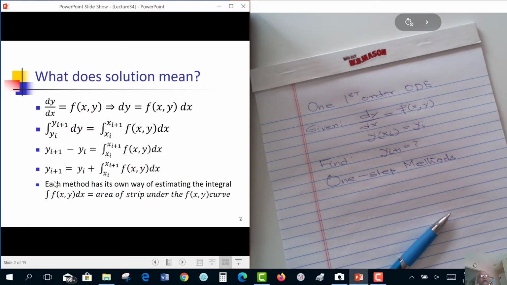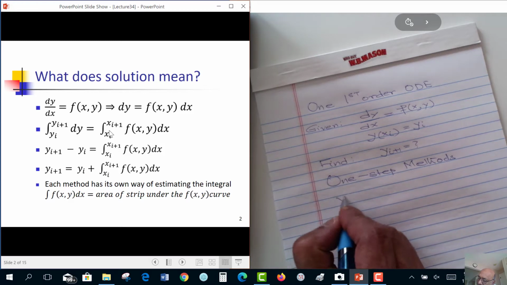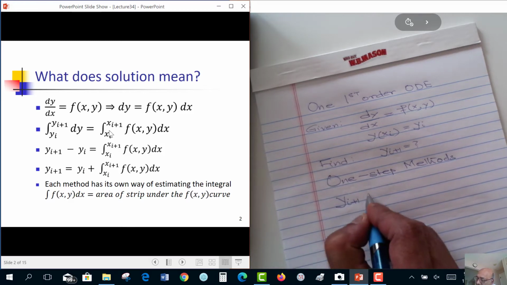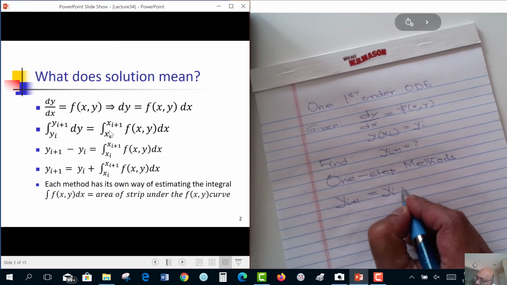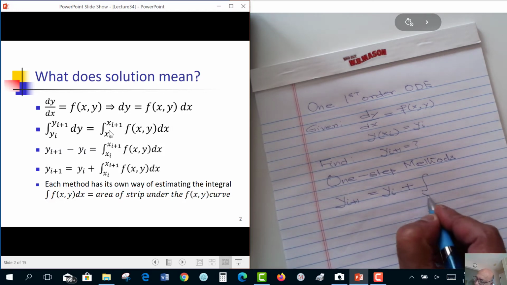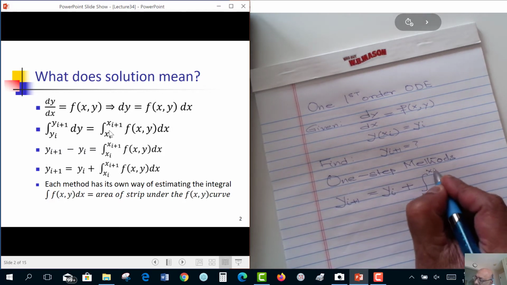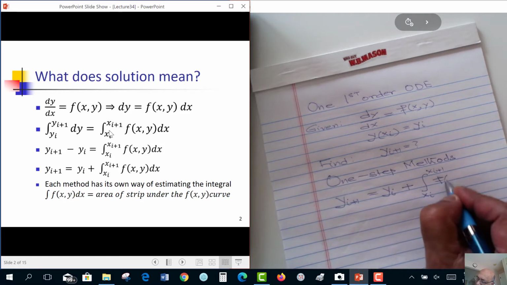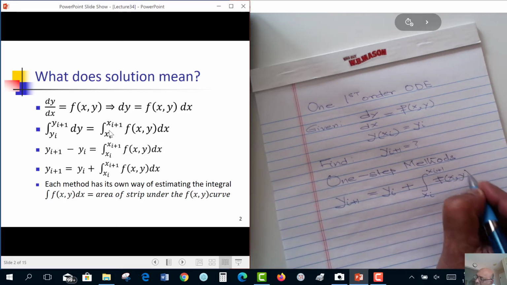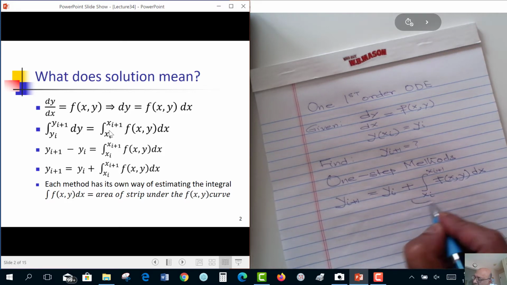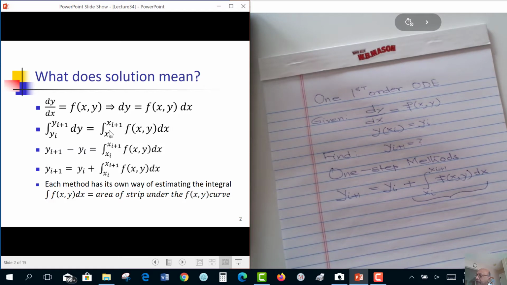But again, to set the stage right, we integrated this differential equation, and our key idea was y_i+1 will be y_i plus the integral from x_i to x_i+1 of this function f with respect to x. So our key idea is how to evaluate this integral. Different methods have different ways of finding this integral. So what is this integral?